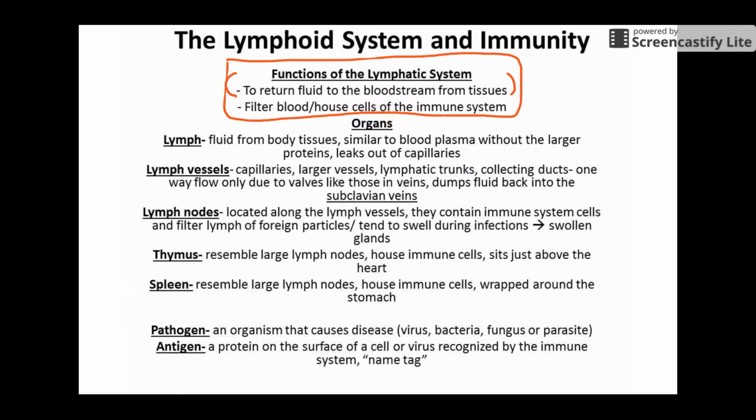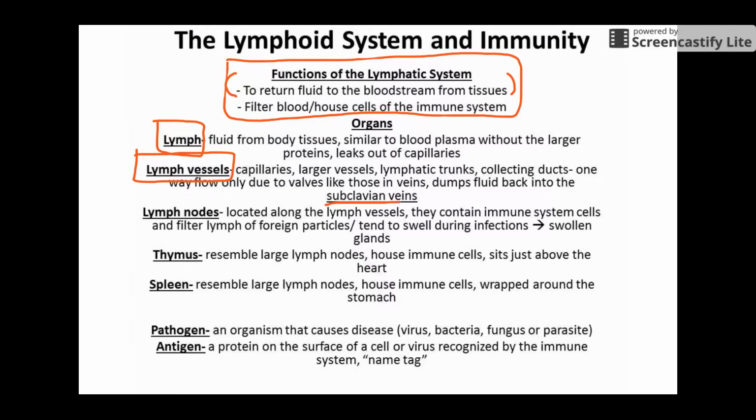So let's talk about the pieces, okay? Lymph is actually the fluid. When the blood plasma leaks out and bathes the cells, and we collect some of that, it's now referred to as lymph. And it's going to be returned through these lymphatic vessels. They're kind of like capillaries, a little bit larger, closer to veins in structure, most of them. And they're going to dump everything back into the subclavian veins.